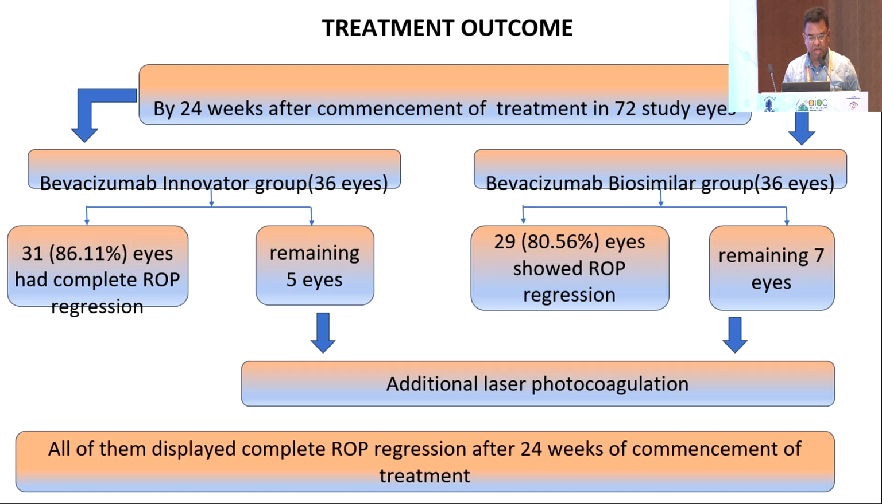Now, the treatment outcome: by the 24th week after the commencement of treatment of the 72 eyes, in the innovator group, 31 eyes had complete regression of ROP. In the remaining 5 eyes, additional laser photocoagulation was done. In the biosimilar group, 29 eyes showed ROP regression, and the remaining 7 eyes had to be given additional laser photocoagulation.